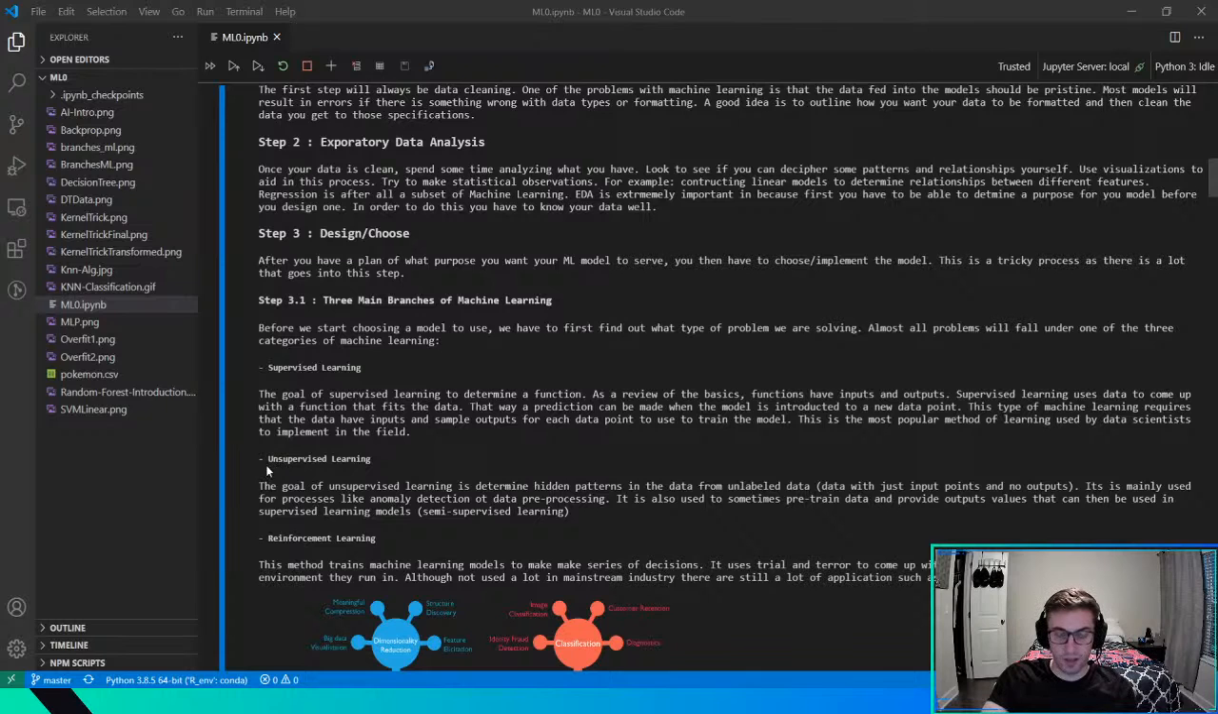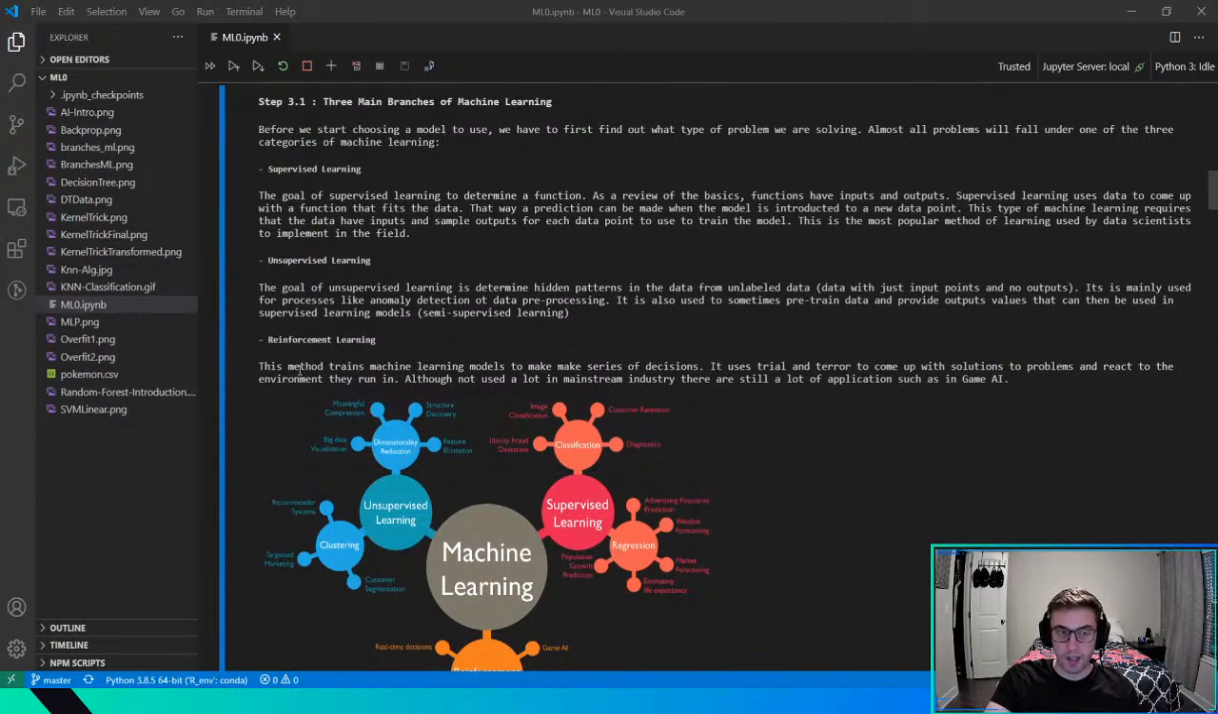The next big type of machine learning is unsupervised. Unsupervised learning determines hidden patterns from unlabeled data, where there are just input points but no outputs. It's mainly used for anomaly detection or data pre-processing. For example, I talked about cluster analysis, where you have a group of people who may look homogeneous, but maybe you can find subgroups within it. Anomaly detection is another one. There are all kinds of things in unsupervised learning, but maybe in practice it's not used as heavily as supervised. And then reinforcement learning is kind of a mix between the two.